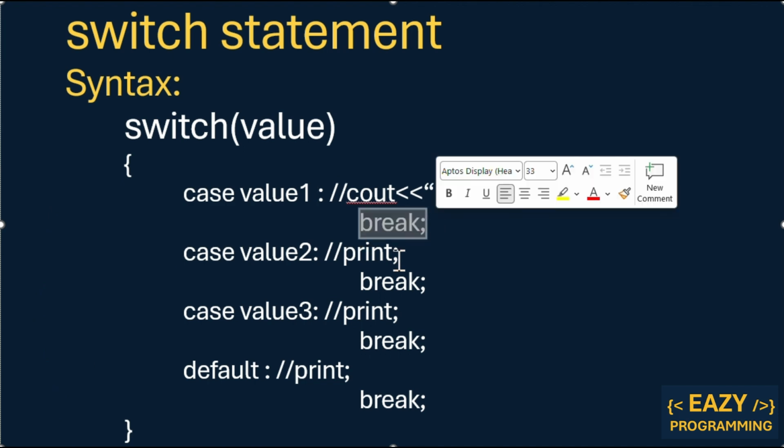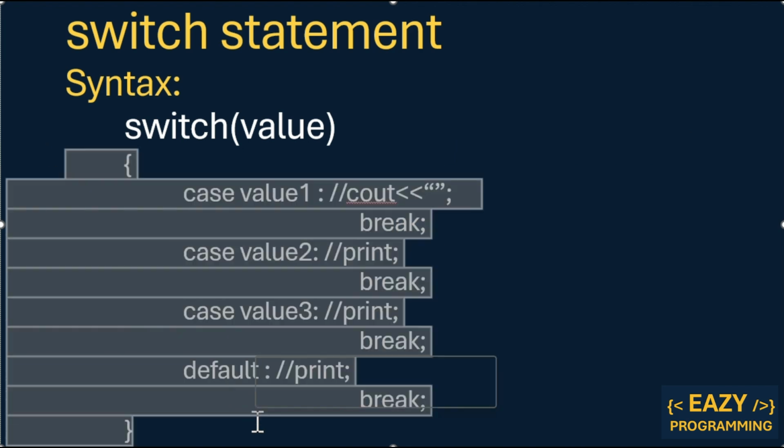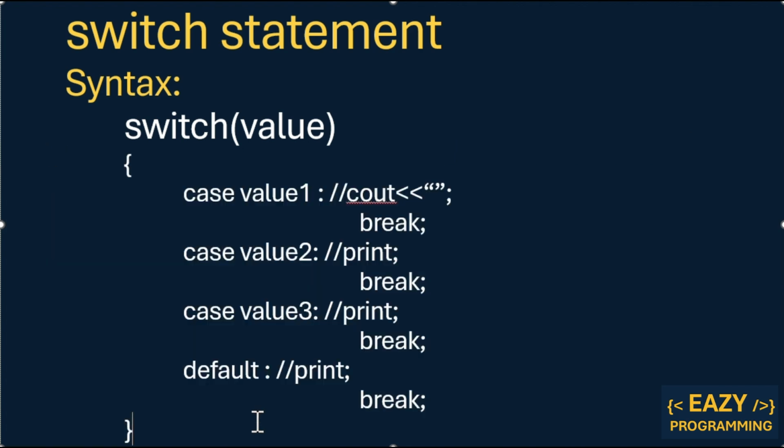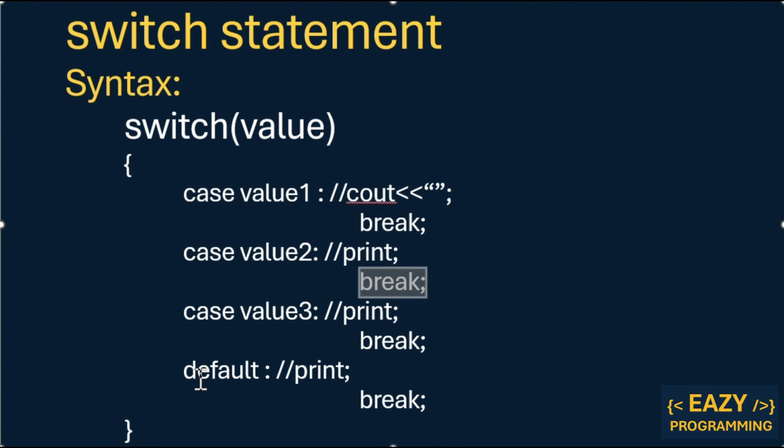That's why I am writing break after each case, so that after it has checked one case and found it true, it breaks from the switch statement, from the switch block. So first it will check for value 1. If value 1 is not true, it will jump to case value 2. If value 2 is true, it will print, then go to the next line, and since break is written, it will come out of the switch block.